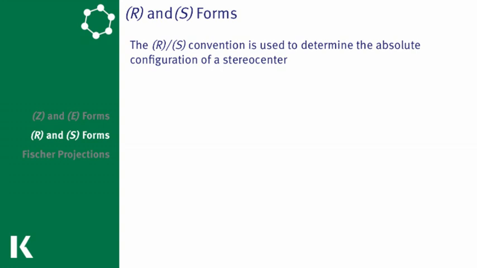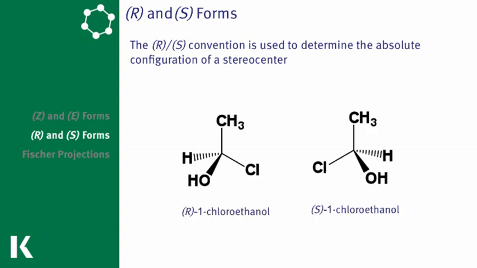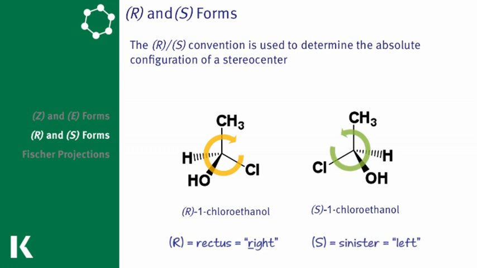Okay, so the Z and E configurations were all about double bonds. Now we'll take a look at the R and S forms, which apply to stereocenters. Again, you're given an example of each configuration, with R coming from the Latin word rectus and S from sinister. Imagine you're driving a car. You would turn the wheel clockwise to turn the car right, and counterclockwise to turn the car left. It's the same idea here.